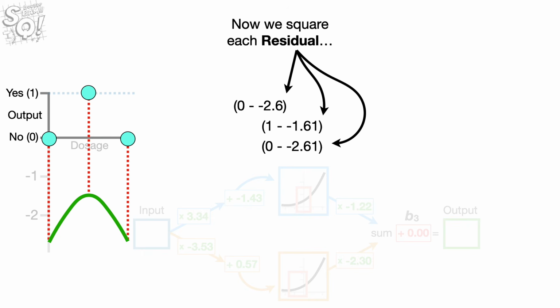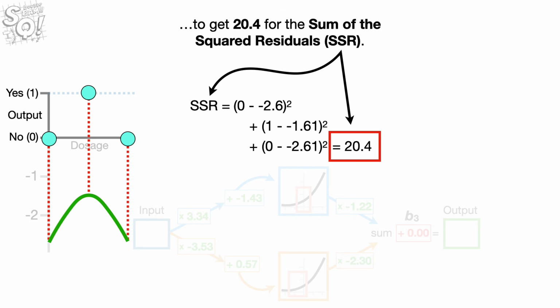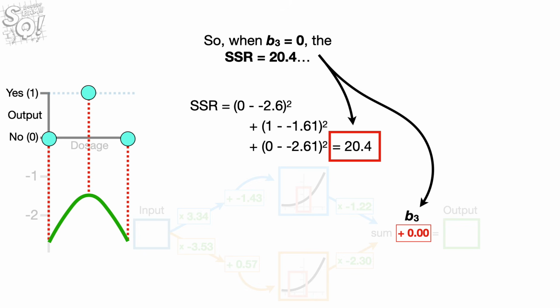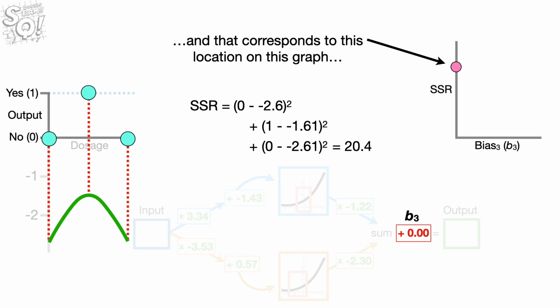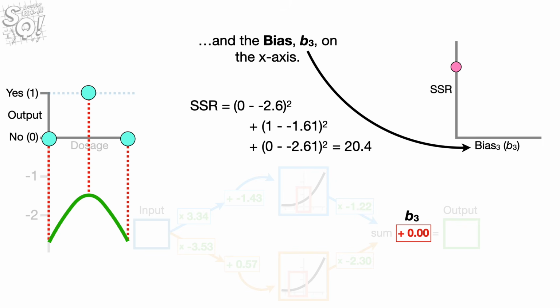-2.61. Now we square each residual and add them all together to get 20.4 for the sum of the squared residuals. So when B sub 3 equals 0, the sum of the squared residuals equals 20.4. And that corresponds to this location on this graph that has the sum of the squared residuals on the y-axis and the bias, B sub 3, on the x-axis.